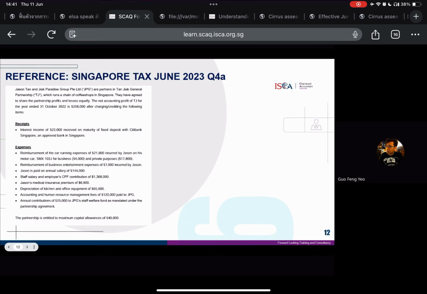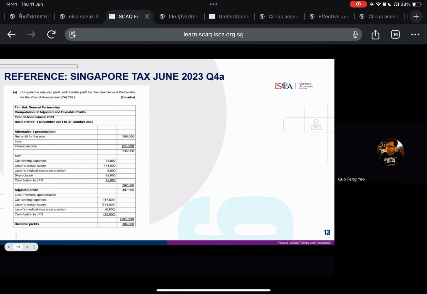accounting and human resource management fees of 120,000 paid to JPG, annual contribution of 25,000 to JPG's staff welfare fund as mandated under the partnership agreement. The partnership is entitled to maximum capital allowance of 40,000. 1A. Compute the adjusted profit and divisible profit for Tan Jiak General Partnership for the year of assessment 2023 for a total of 6 marks.